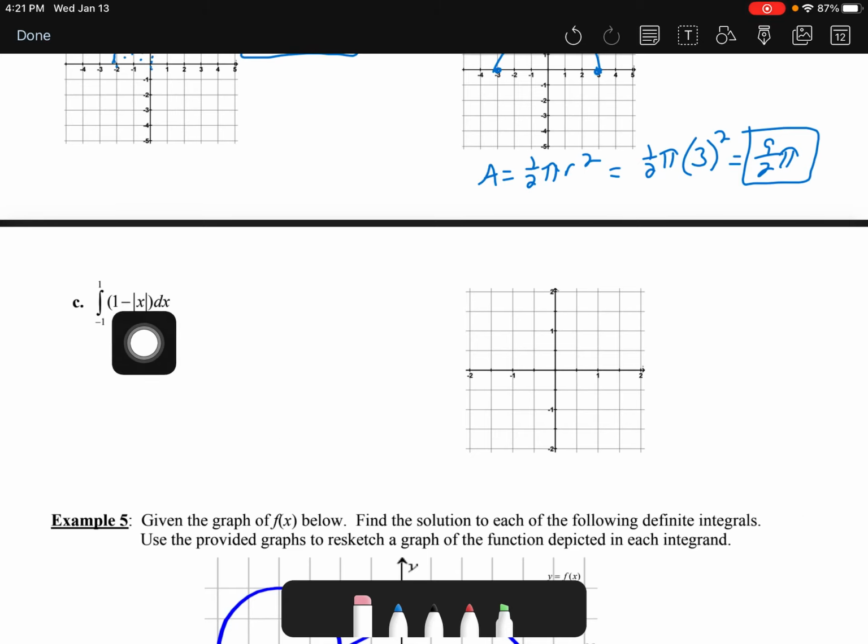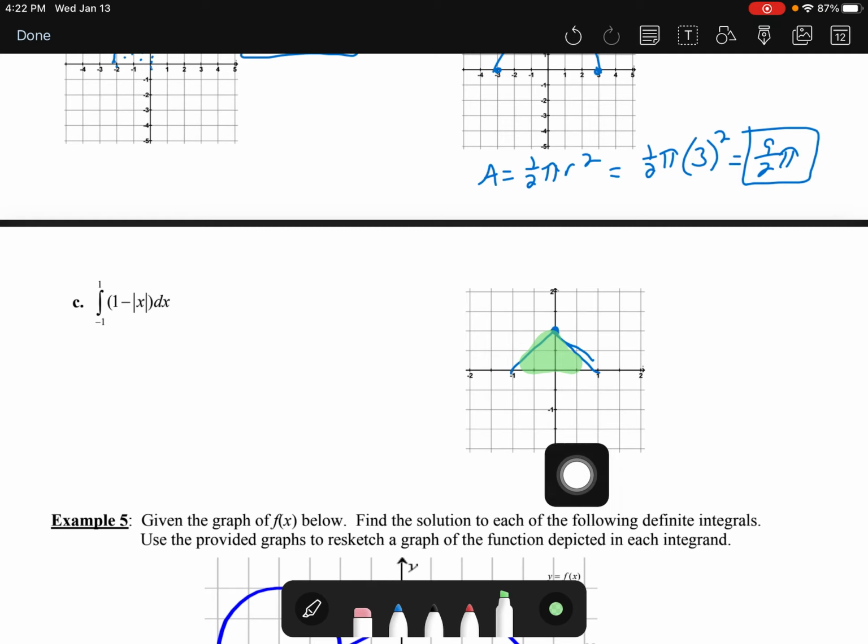But so again, we do have the negative in front of the absolute value, which means it's a V shape that's upside down, and then a 1 first, so that's shifted up 1. So 1 being up here. And then a slope of +1 and -1 is basically just going to give us this triangle right there. So we want to find the area under this triangle right here.